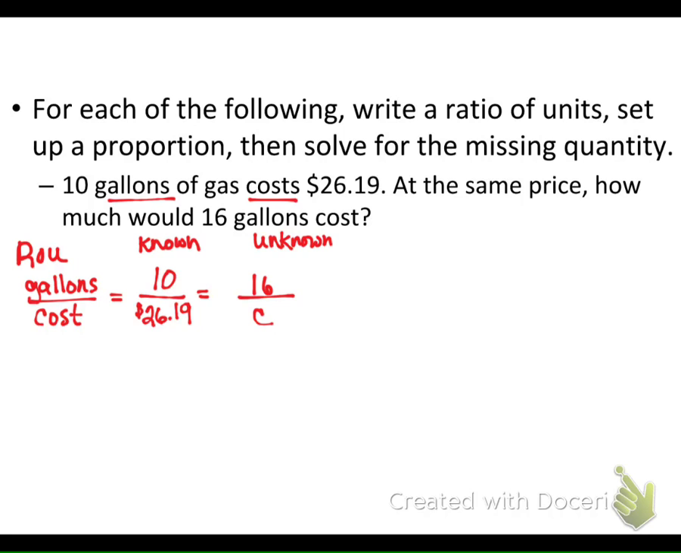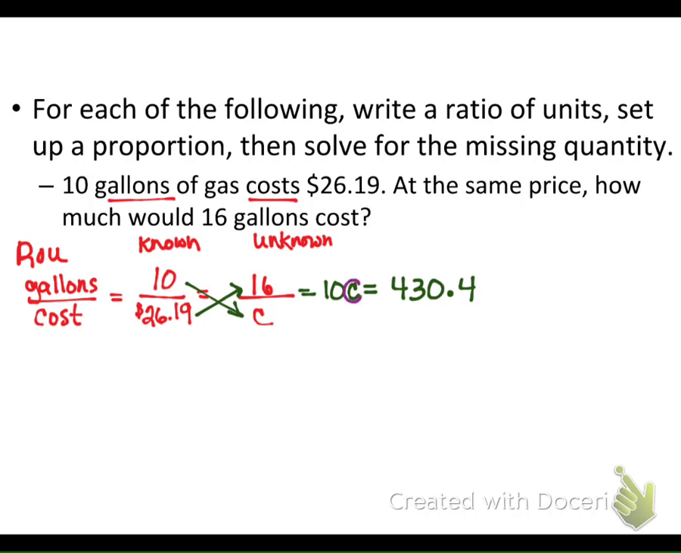And so we're going to solve this proportion based on our notes that we took on Tuesday. 10C. So we're going to cross multiply. 10 times C equals 10C. And then cross multiply $26.19 times 16. No decimal? Oh, yeah. 419.04. Okay.